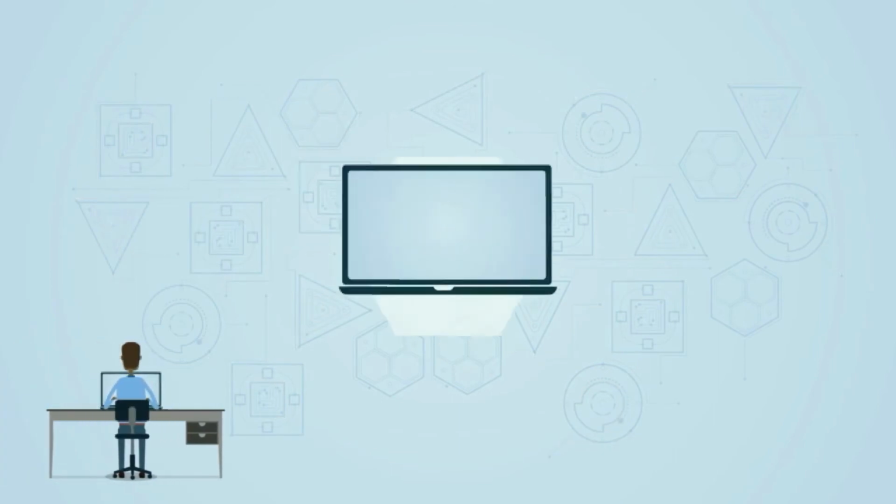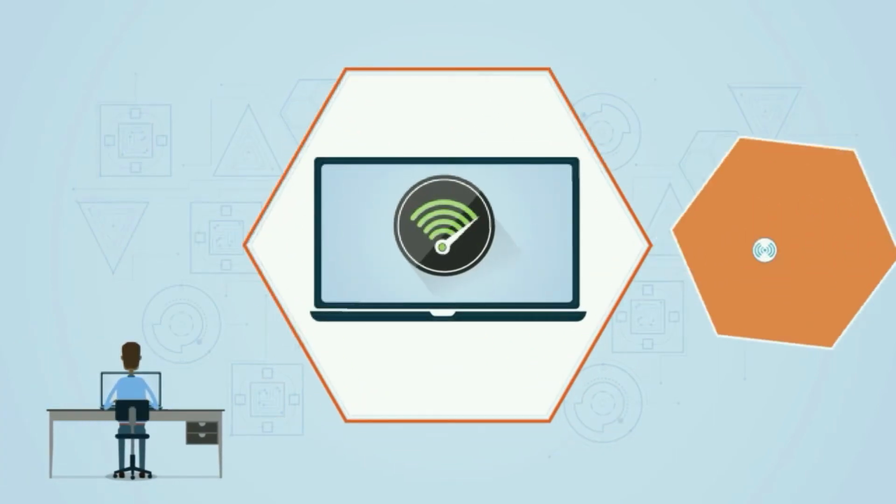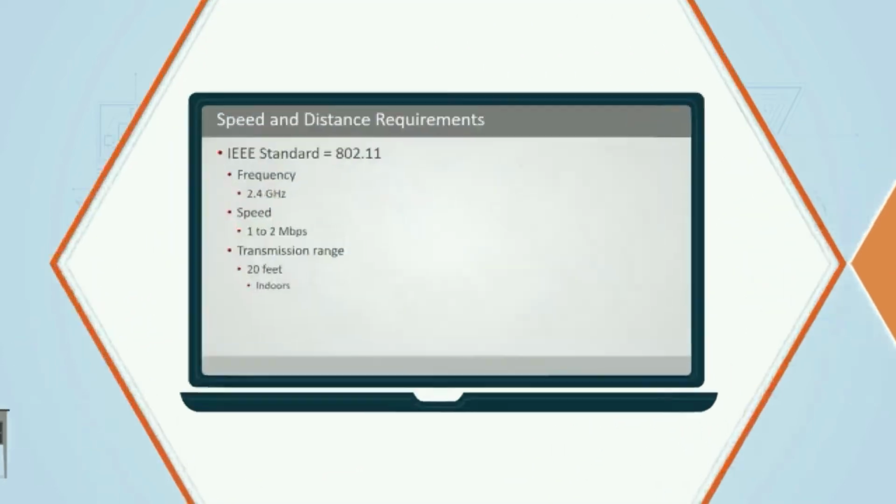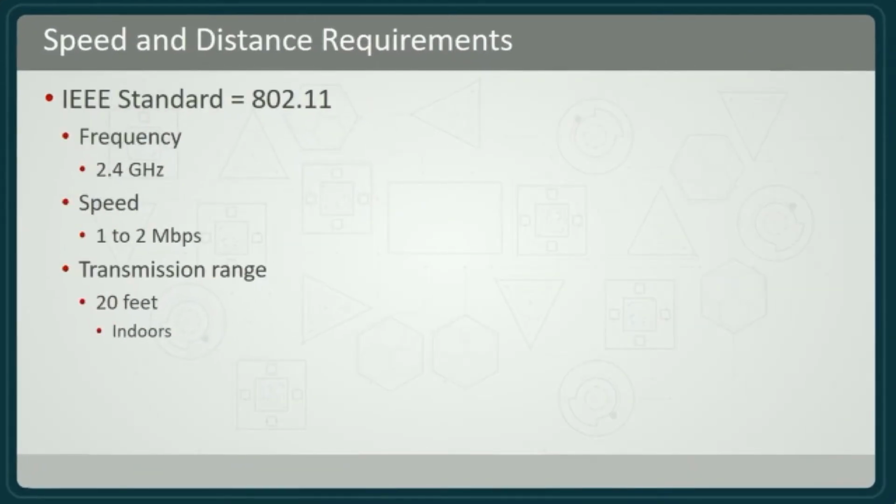In this presentation, we'll take a look at the speed and distance requirements of wireless communications as defined by the IEEE standard of 802.11. Now, to begin, this is the original 802.11, no letter after the number. And recall, this was quite some time ago. 802 refers to February of 1980. So when it was originally defined, the frequency was 2.4 gigahertz. The speed was only 1 to 2 megabits per second, and the transmission range was only 20 feet indoors. So quite limiting by today's standards.